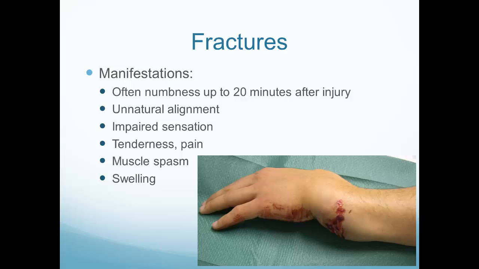Obviously, there's going to be tenderness and pain. Muscles will go into spasm in order to try to protect that bone. So the bone has been fractured, and muscles go into spasm to try to keep the bone ends from getting worse injury, and that's why we get the muscle spasm. Expect muscle spasm to occur with every kind of fracture you see. Swelling obviously is going to occur at the site, and that's part of the normal inflammatory process and part of the normal healing process of a fracture.